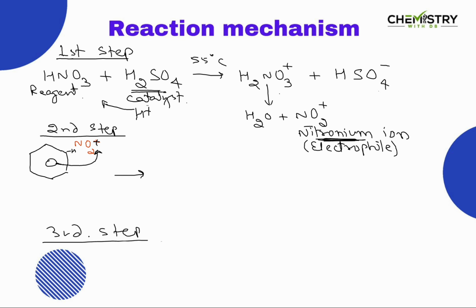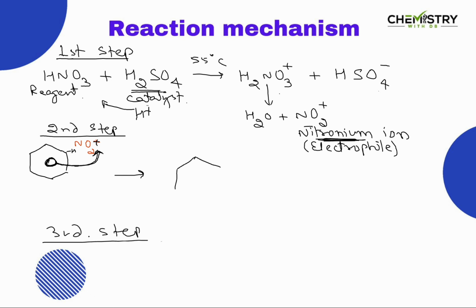Now in the second step, this nitronium ion, or NO2+ ion electrophile, attacks the benzene ring. Here another mistake that students often make is they have the curly arrow going from NO2 to the benzene ring, which is absolutely wrong, because the curly arrow always goes from the negative to the positive. Here is your electron-rich pi system, which is negatively charged, so the curly arrow would start from here and it would end up at the electrophile, which is the positive ion.